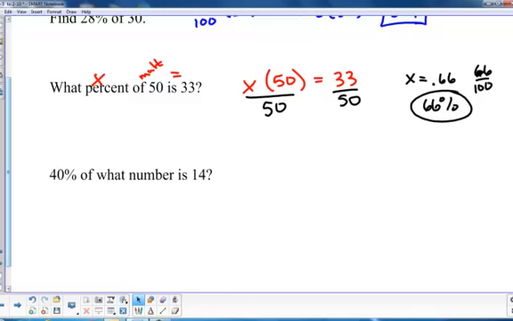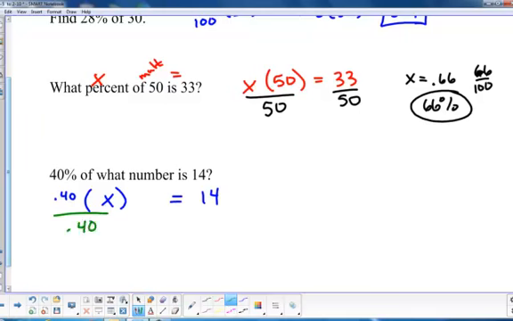All right, 40%. So I'm going to just put 0.4 right off the bat. You could put 40 over 100 if you'd like. Of, that means times, what number, that's our variable, is means equals 14. So if I want to isolate that x, we're going to divide by 0.4. So 14 divided by 0.4 is 35.